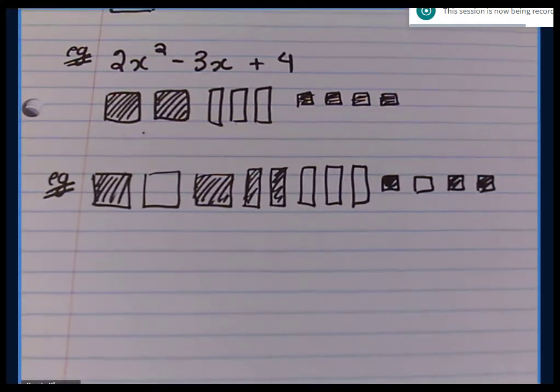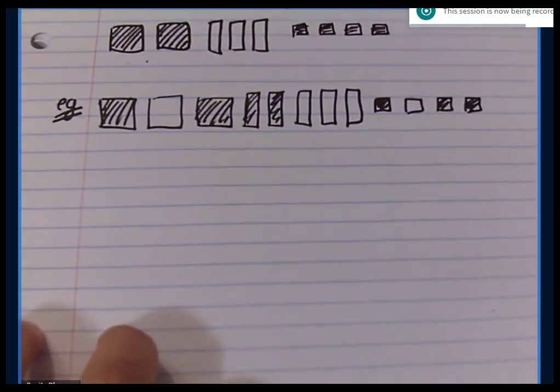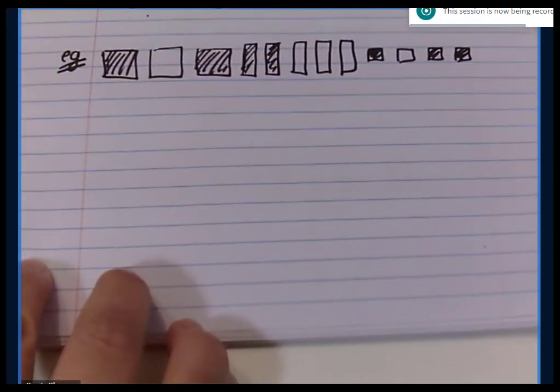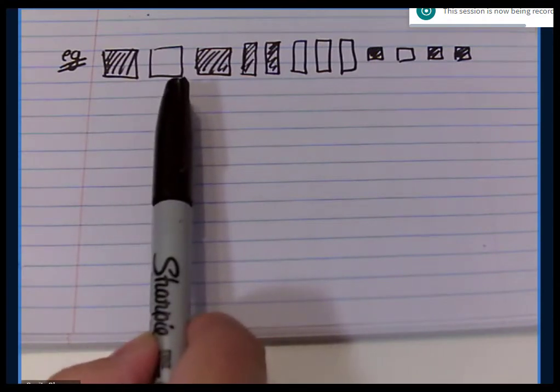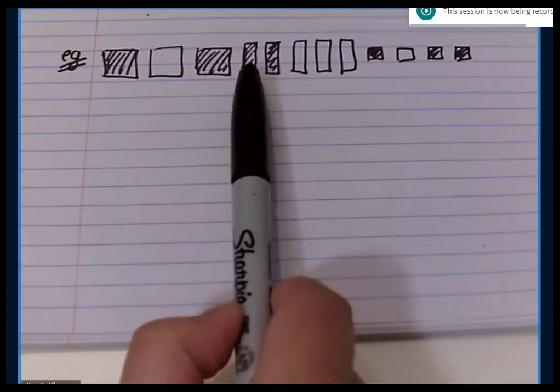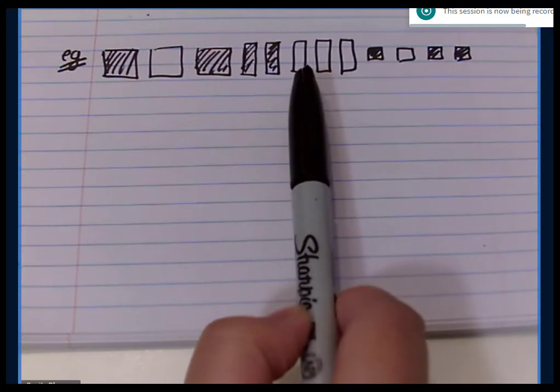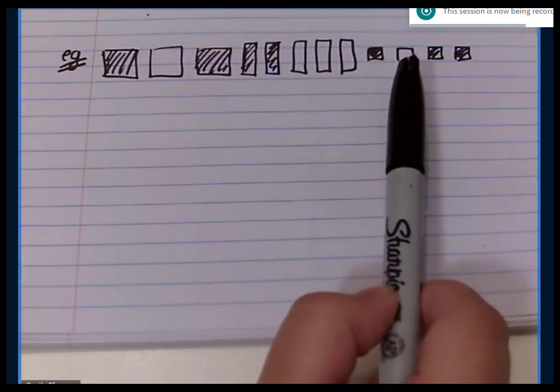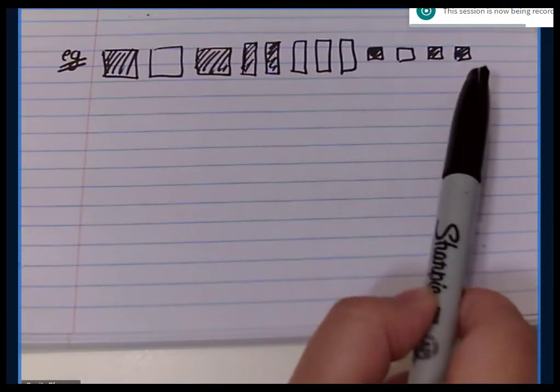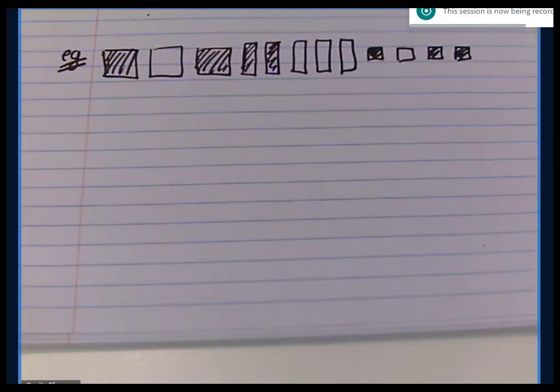Okay, so our next example here, we are given the tiles. So here are our tiles. We have a positive x squared, a negative x squared, a positive x squared. Then we have positive x, negative x, negative x, negative x, plus 1, a minus 1, plus 1, plus 1. Okay, so the first method you can use here is write out what each tile represents.